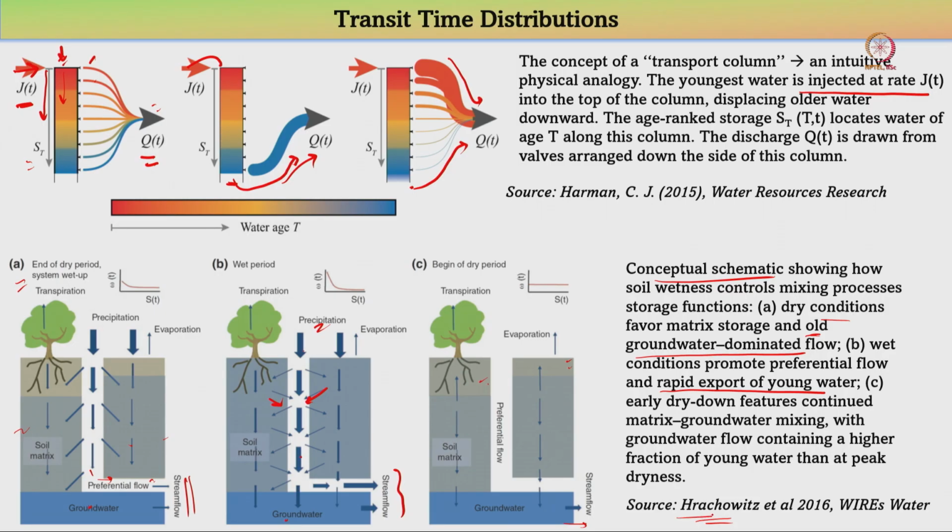Okay. So, you can read this particular reference, Rashevitz et al 2016, that talks about transit time distributions, because it is a very interesting paper related to the transit time distribution in natural systems and how it controls the CQ relationships in different kinds of systems.